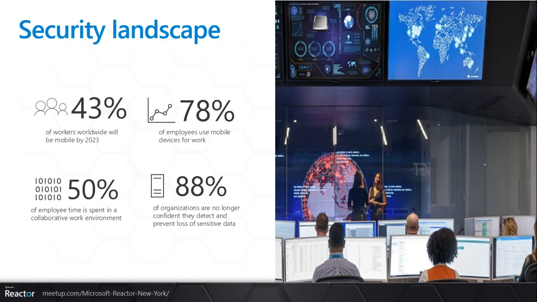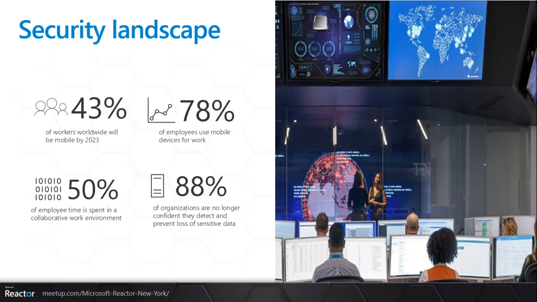We have 50% of employees who spend their time in collaborative work with other team members. That team member could be within their department, within the organization, or a team member with a business partner or an external contractor that they work with. So we need to consider application and data security. When that data is being shared with those teammates from a collaboration perspective, how do we retain full control of our data, whether it's inside the organization or being shared outside of the organization? The last one is that 88% of organizations are not even confident that they can detect and prevent the loss of their sensitive data.